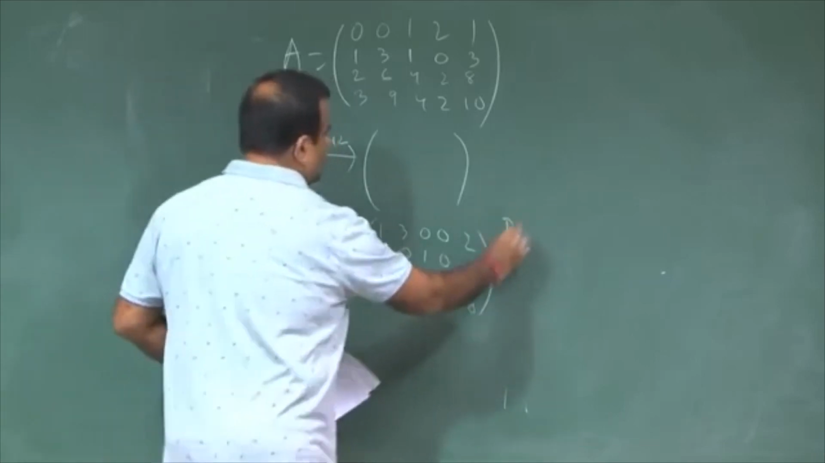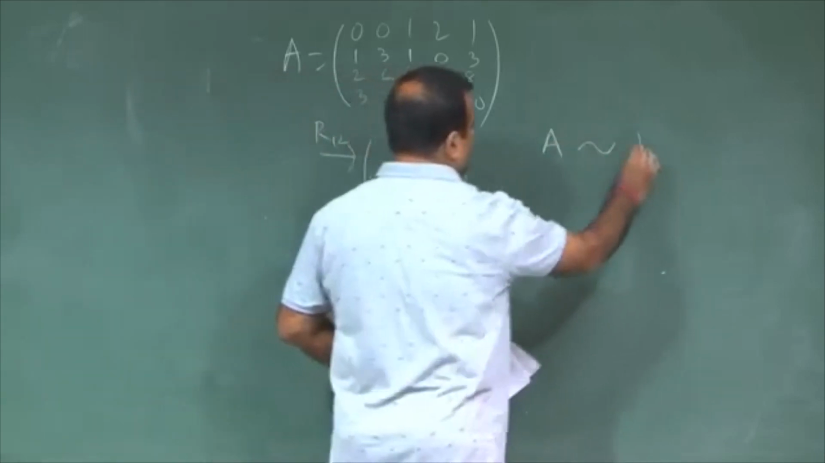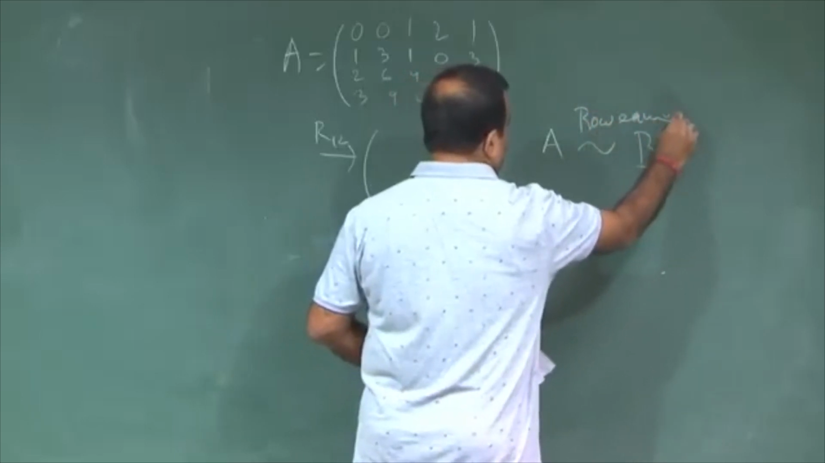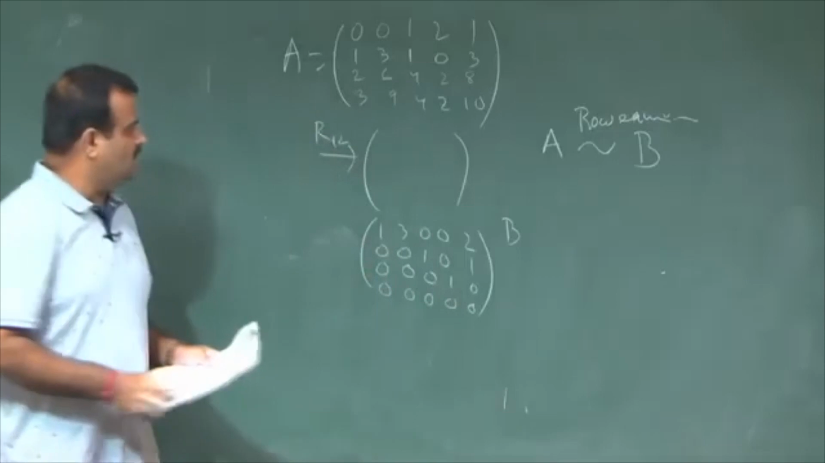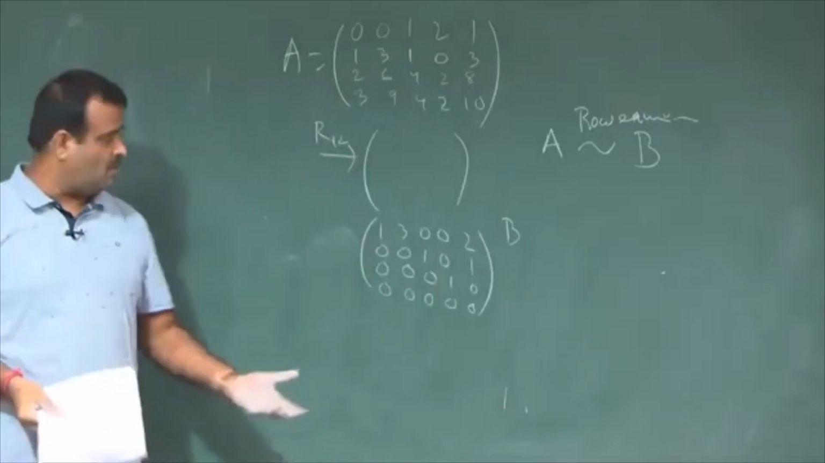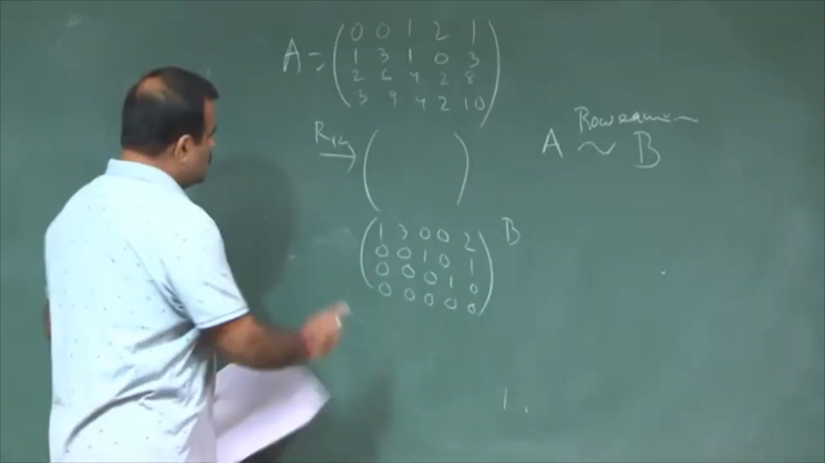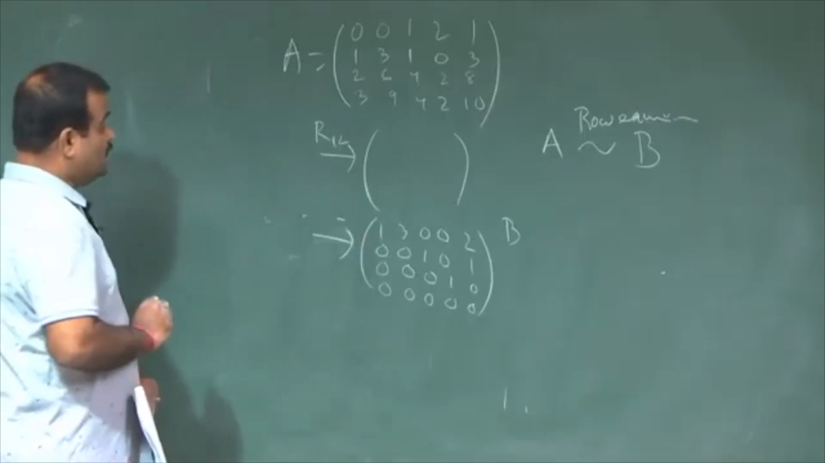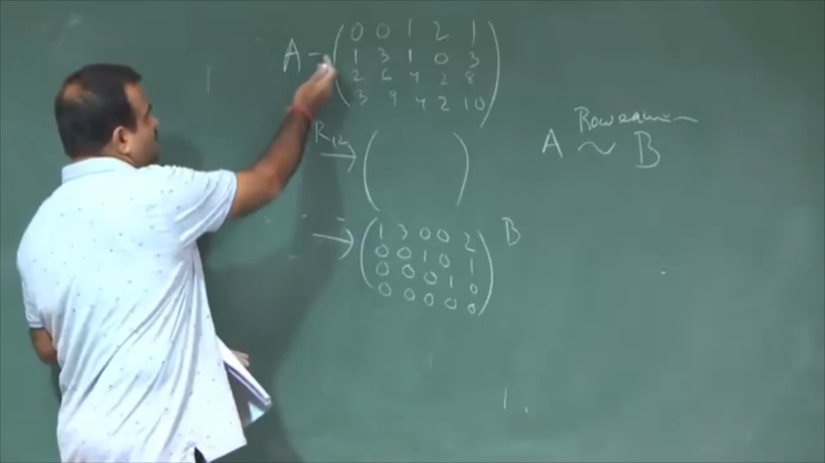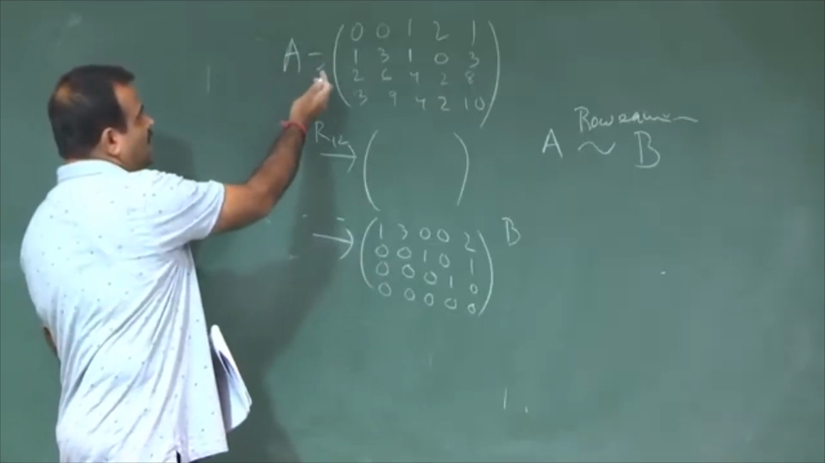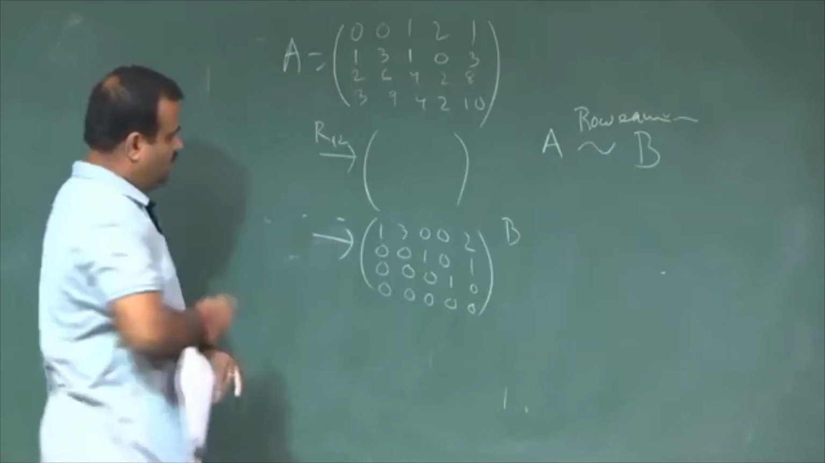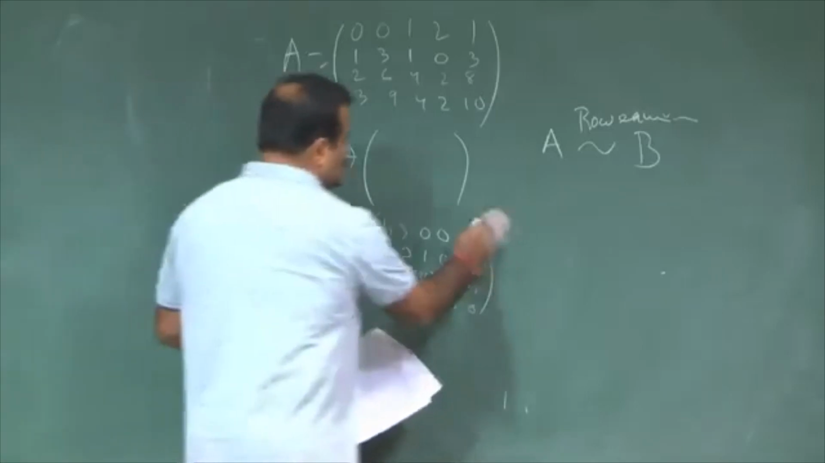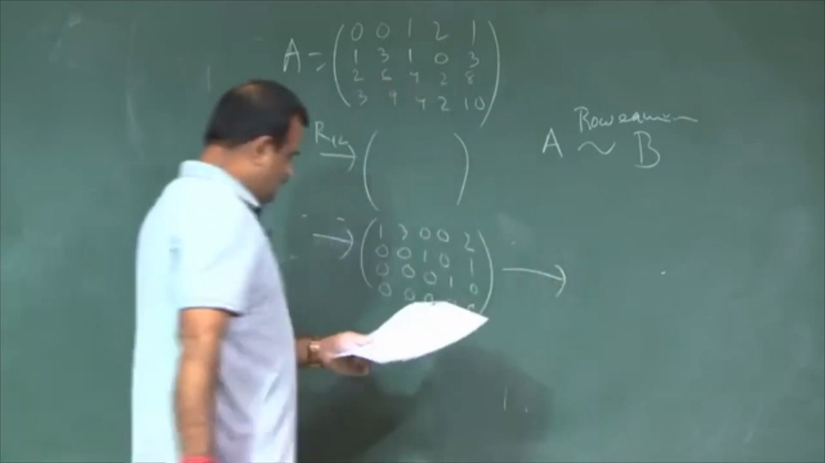This is B. So, A is row equivalent to B. This is the row reduced echelon form, but we want the fully normal form. Up to this we achieved by only row operations. That means up to this we achieved by multiplying elementary matrices as prefixes. Now, we have to go for column operations also. So, now we have to apply the column operations.